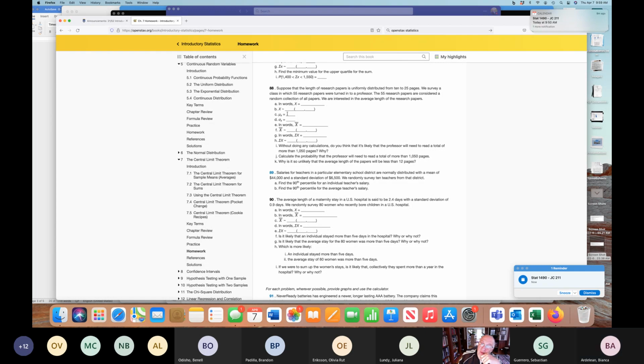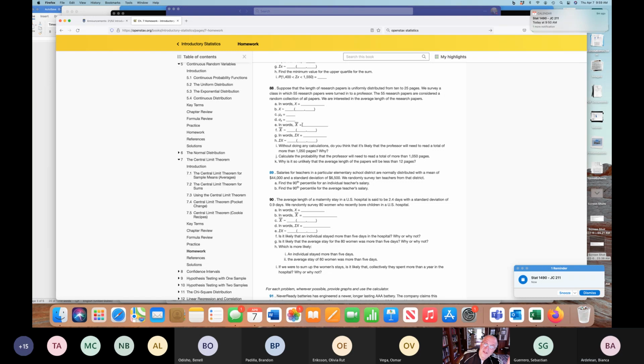X is uniformly distributed from 10 to 25 pages. So U, 10, 25. What's the mean? 10 plus 25 divided by 2. So 35 divided by 2 is what? 17 and a half. What's the standard deviation? B minus A divided by the square root of 12. I know B minus A is 15, divided by the square root of 12. It's what? 3 and change? 3.5-ish. So you can figure that out.